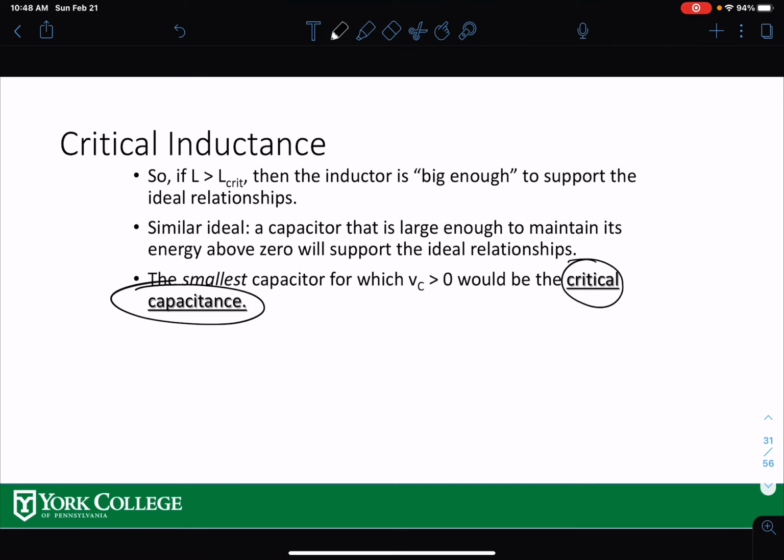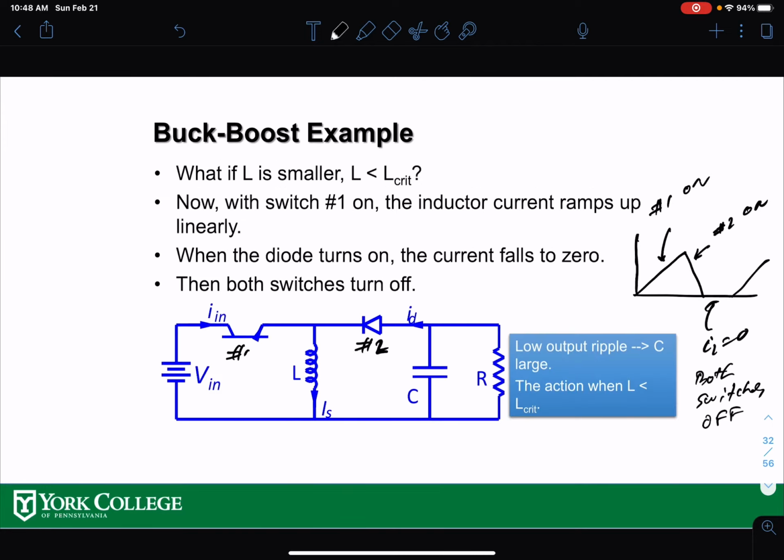And same with the capacitance. If your voltage is doing that and just touching the zero, that is called critical capacitance. Normally, critical capacitance is not important for design because we always use a very high value of capacitance to make sure that our voltage ripples are very small.